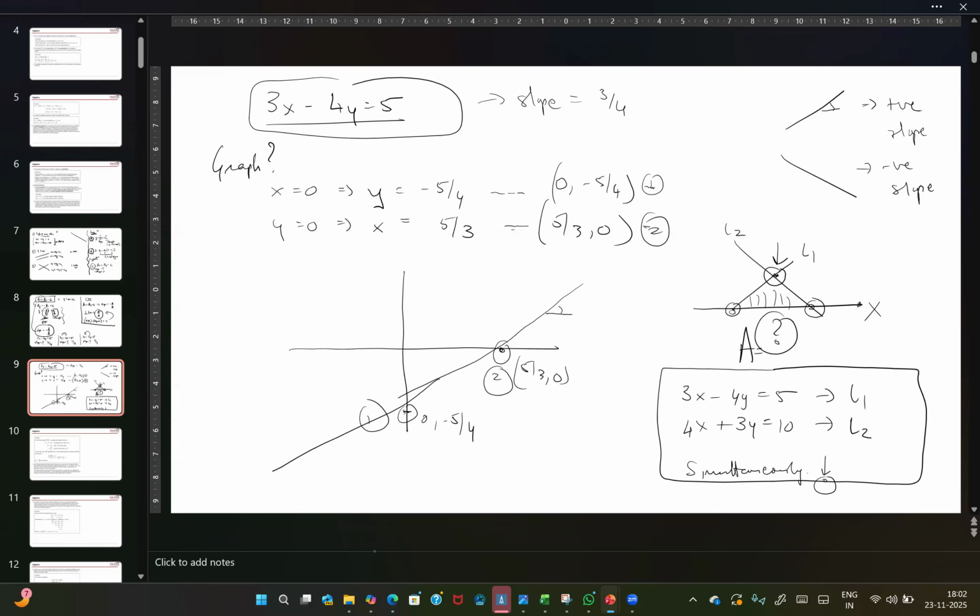Similarly, when you put y equal to 0 in L1, you get this x coordinate. When you put y equal to 0 in L2, you will get the x coordinate. Correct, because the x-axis has the equation y equal to 0. So it's simple. Once we know the two line equations, we can anytime find the point of intersection. So far, so good? Okay, all right.